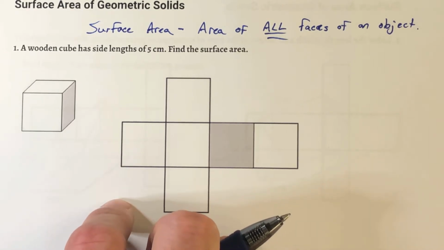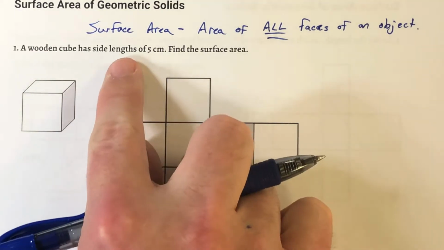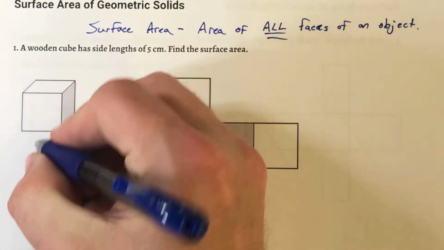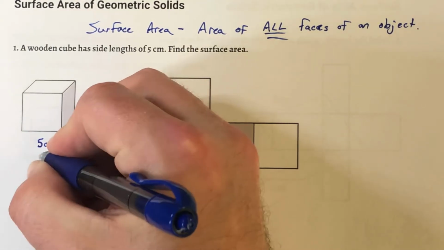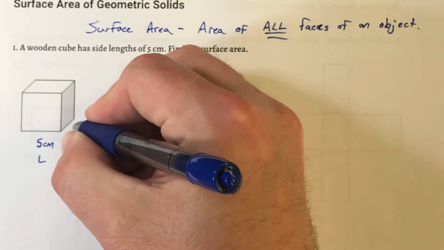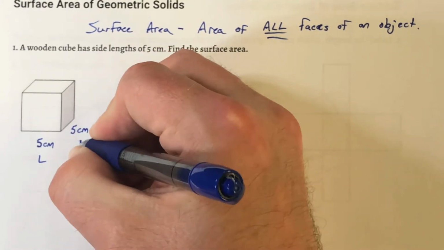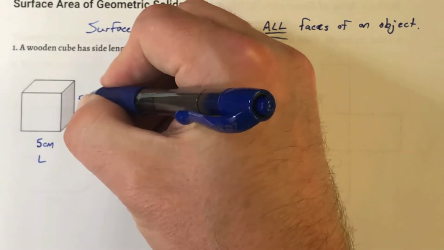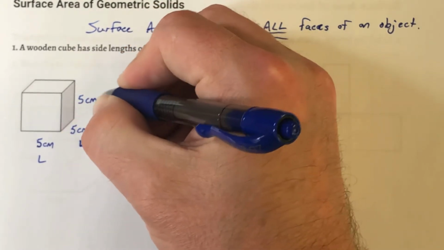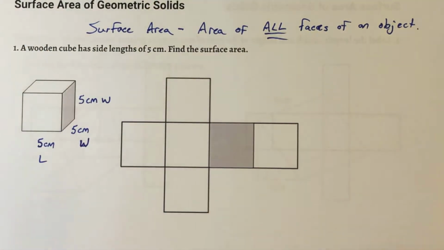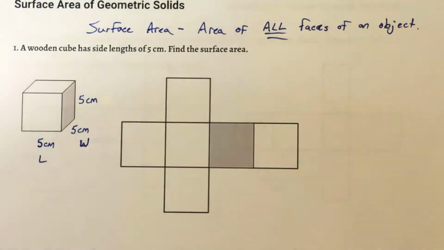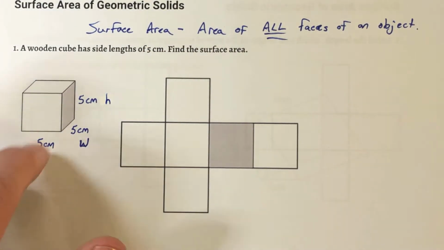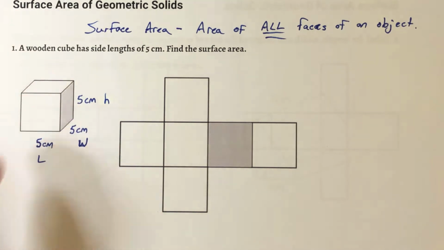So, first, it says it's got side lengths of 5 centimeters, and since it's a cube, all sides are the same. So, the length is going to be 5 centimeters, the width is going to be 5 centimeters, and the height is going to be 5 centimeters. That should be a height, yes. All right. So this length, width, and height is just of the object as a whole.